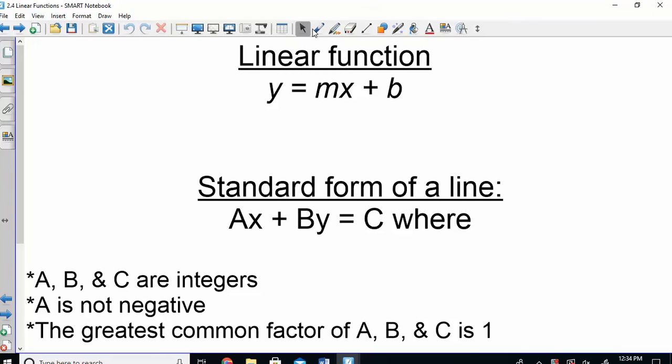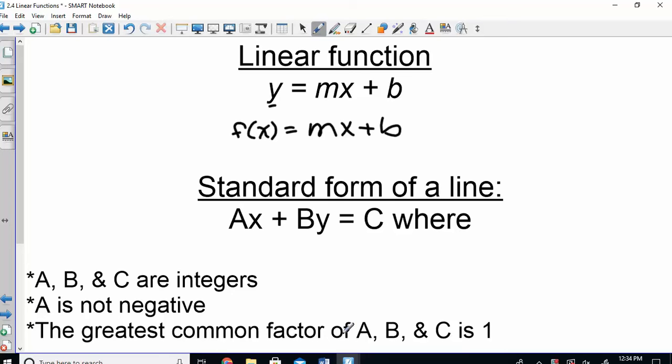So that's the first thing on here. You might see instead of y, we just got done talking about functions, so you could have an f of x in place of a y. It means the same thing. That's the form that we typically see lines in, and that's kind of our favorite form when we know the m and b, but you could also have standard form.